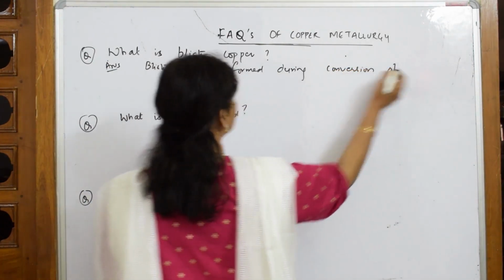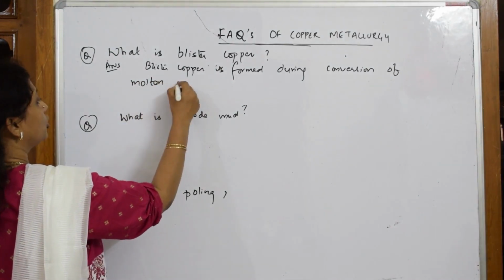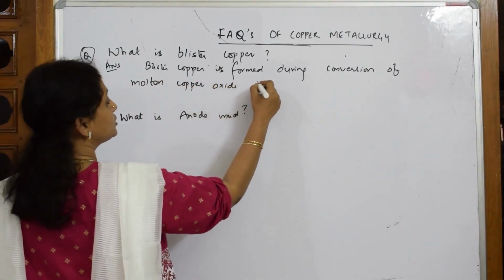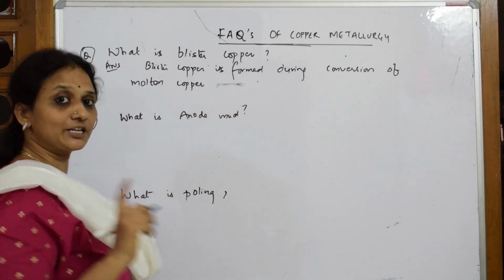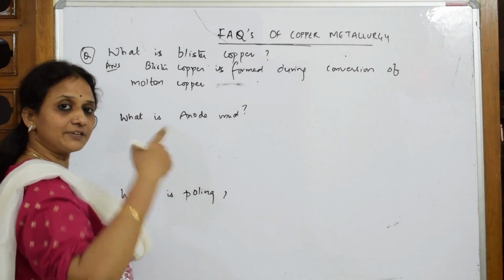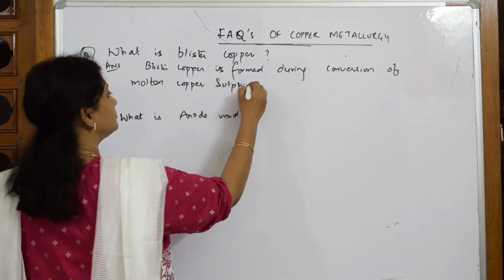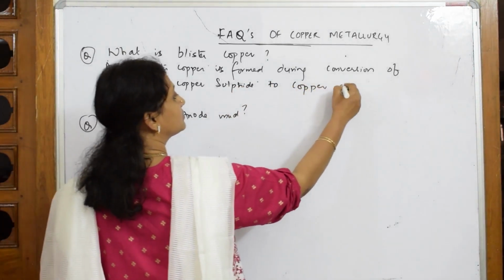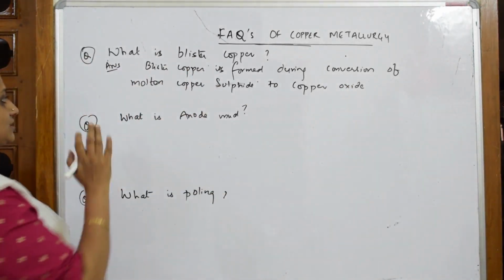formed during conversion of molten copper oxide into copper metal. We'll write better, conversion of copper sulfide, I should write, isn't it? Because from copper sulfide only, we'll convert it into copper oxide. So molten copper sulfide to copper oxide. Right? Now let us write the reaction.